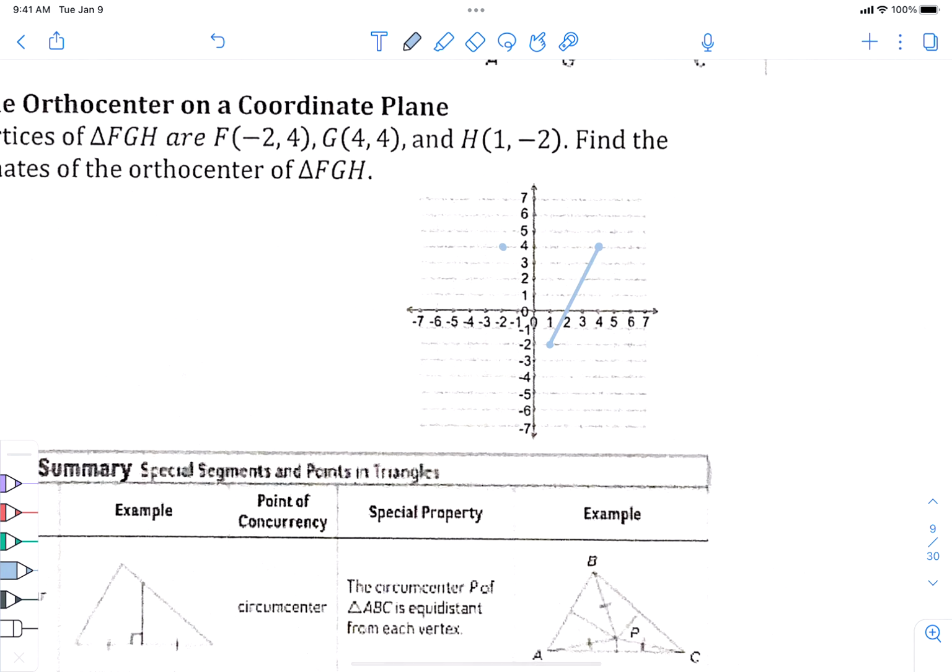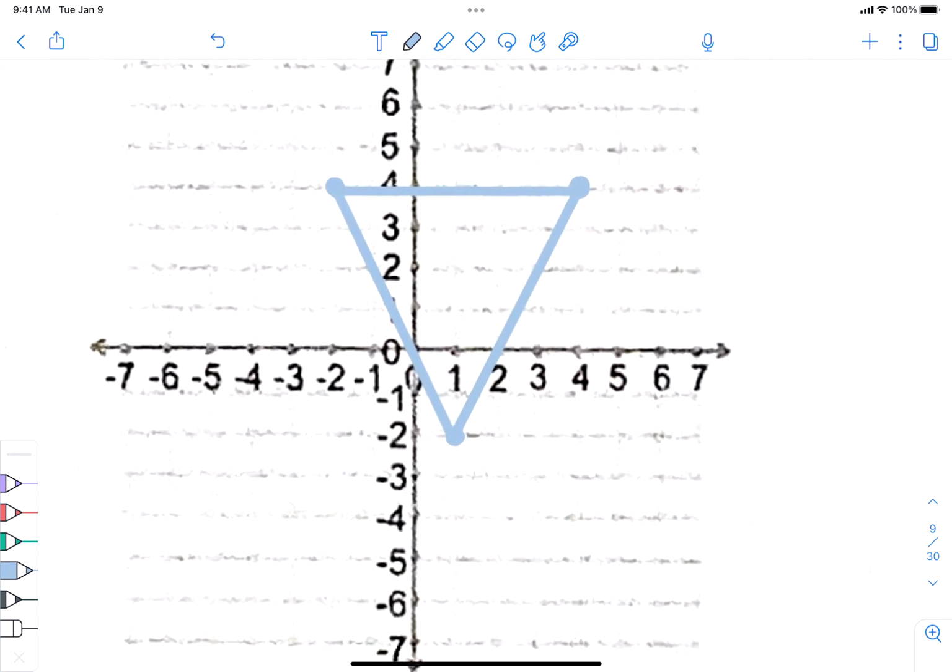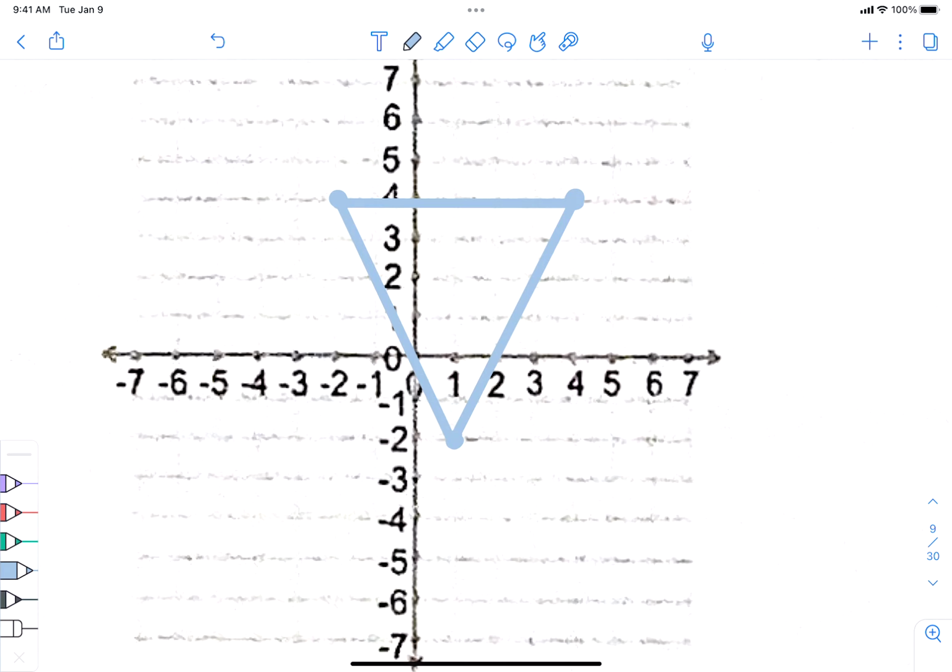Okay, this one's going to be a little more of a guesstimation than the other one is. This one we're just going to find all of the altitudes and guesstimate. We're not going to find the exact one because it might come out as an ugly decimal. Which altitude is going to be the easiest one to draw? Do you know? Altitude's going straight. The bottom point. The bottom point straight up, right? Like this one's going to be the easiest one to draw.